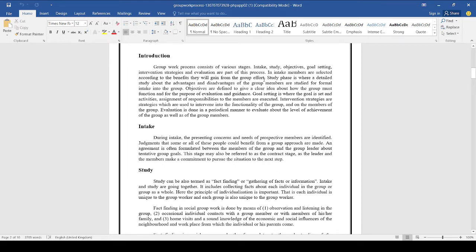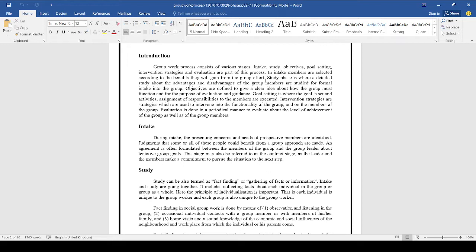In goal setting, the group members will know about the goal, and how the goal is attained through different types of activities. In this stage, responsibilities are assigned to the group members, and the group members execute that responsibility for the attainment of the goal. And another stage is intervention strategies. There are many intervention strategies used to develop the group or change the group members, especially in the field of treatment group.